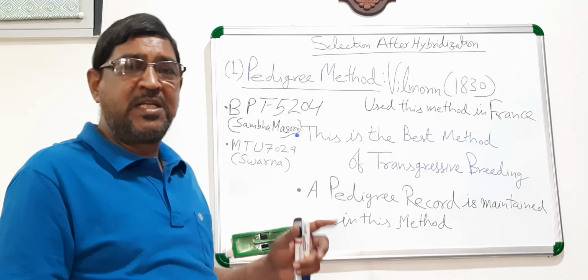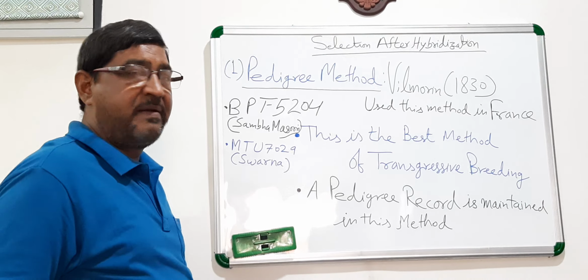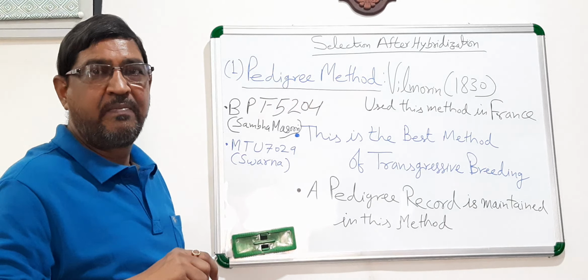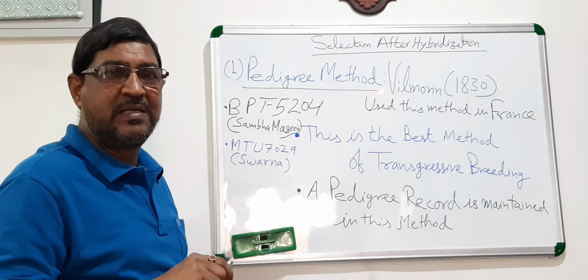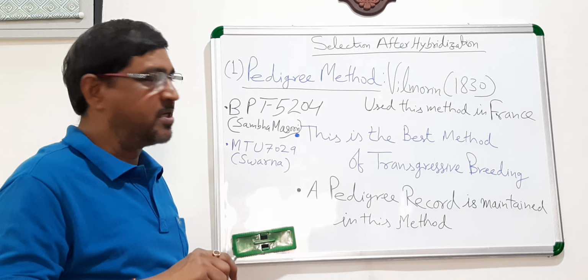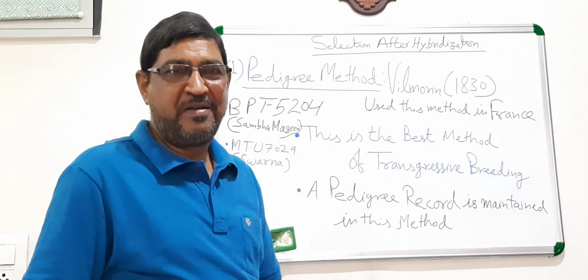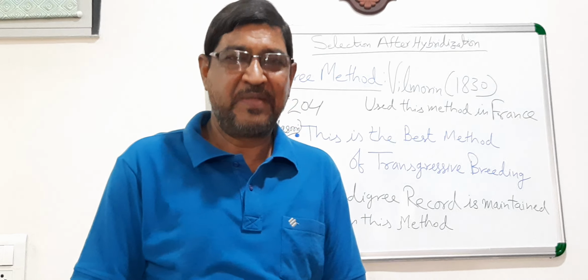So in transgressive breeding, I want to emphasize here that this is the best method of transgressive breeding for developing new crop varieties in all self-pollinated crops. This is all about today's lecture. Thanking you very much.